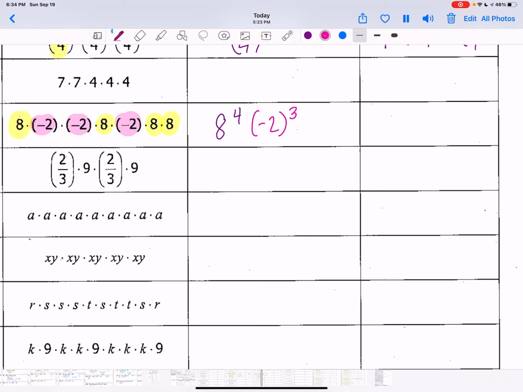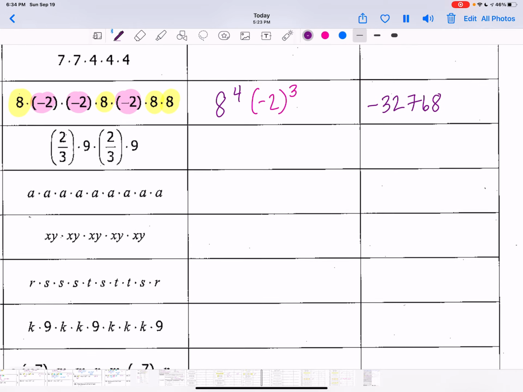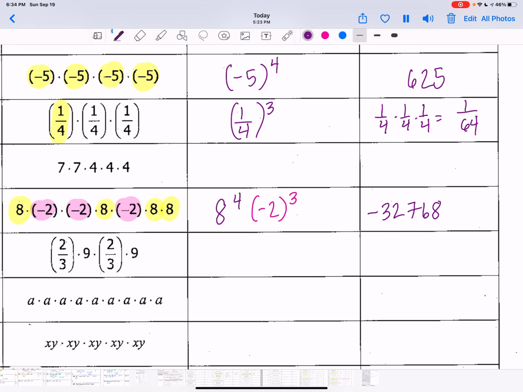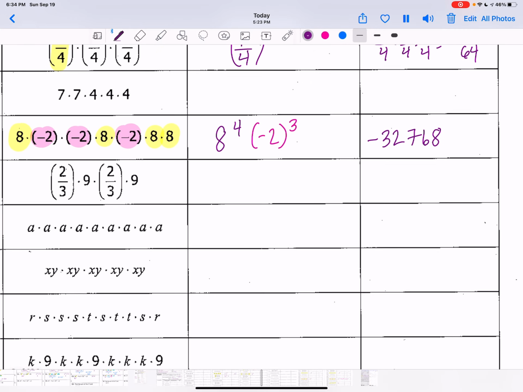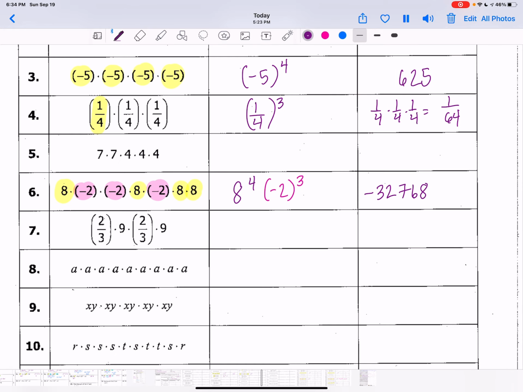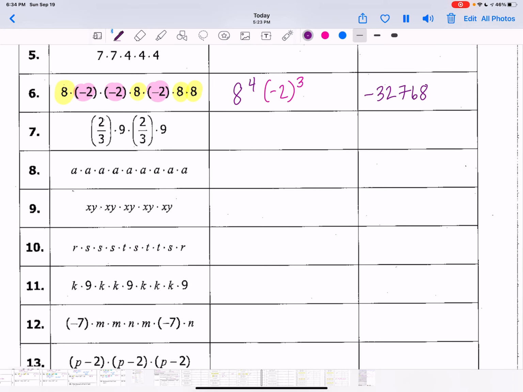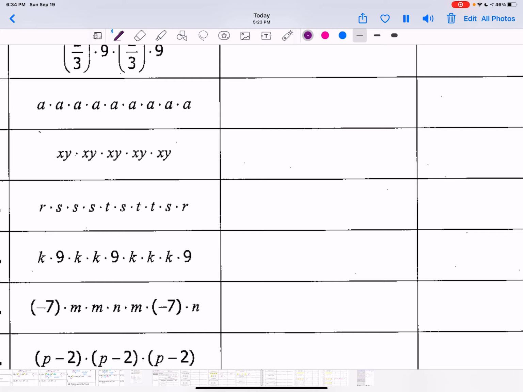So then you're going to multiply all that out. Again, you may use a calculator. I'll show you how to do exponents on your calculator if you don't know how. But you're going to get a big number, and it's going to be -32,768 if you were to multiply all of that together. All right, so make sure you finish those other ones. And then we're going to come down here and do some of the ones with the variables.